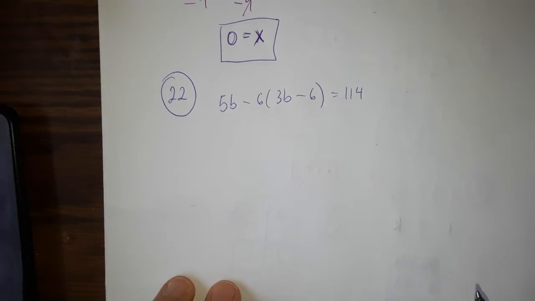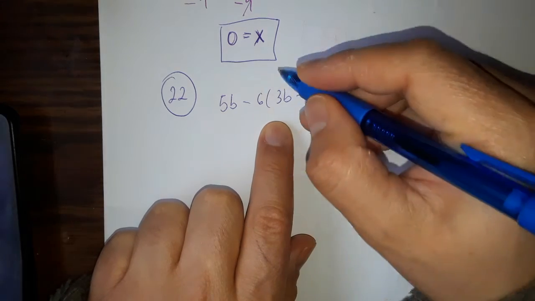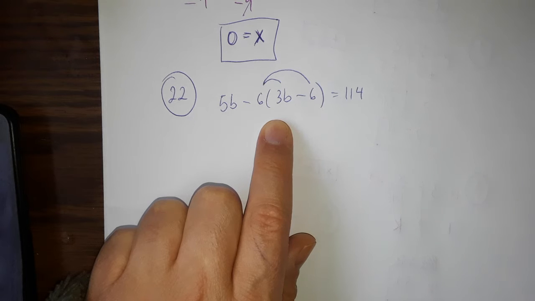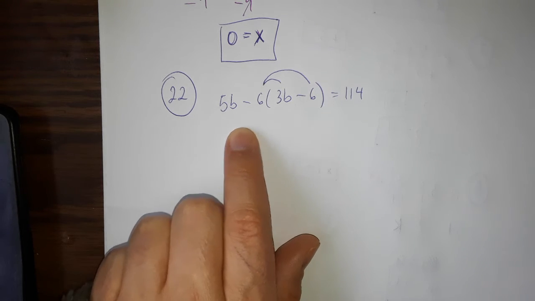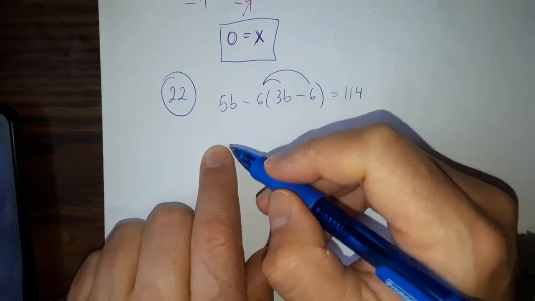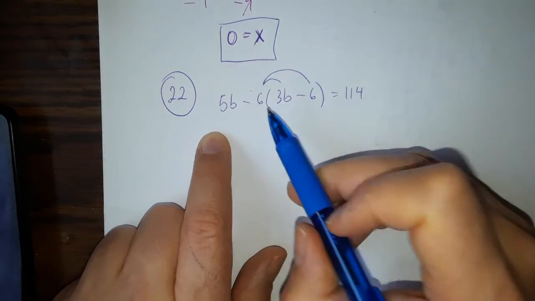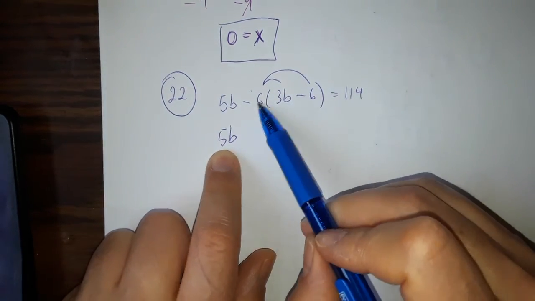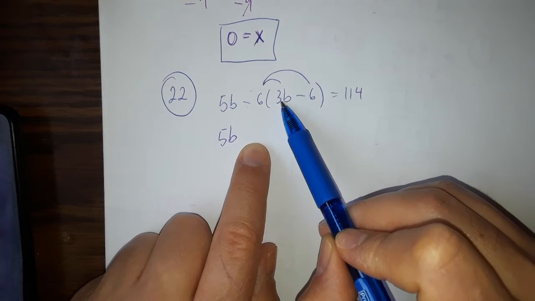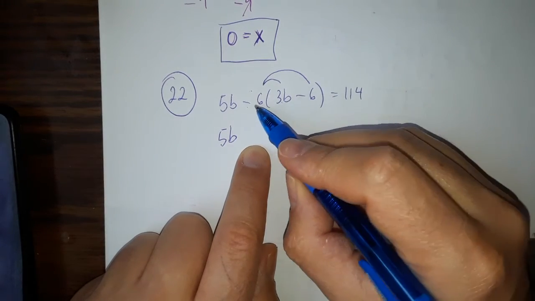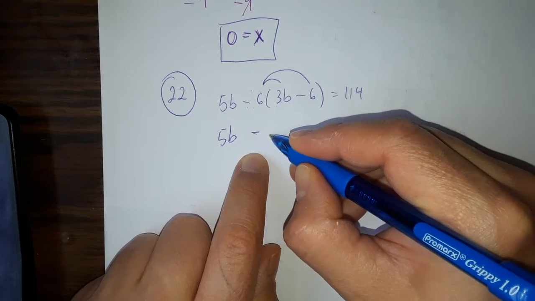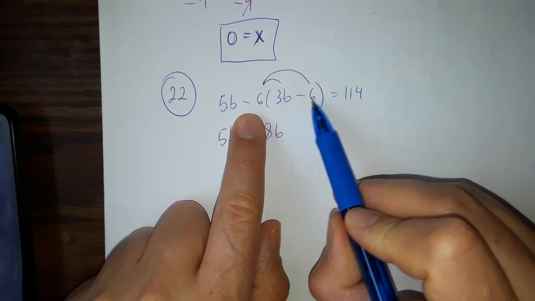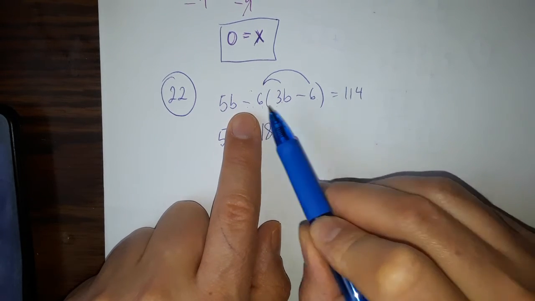First, we have to get rid of the parentheses, and to get rid of the parentheses, what we have to do is distribute, okay? So when we distribute, we are distributing a -6. Be careful with that negative. We're gonna write the 5b, and then we're gonna distribute. So -6 times 3b, a negative times a positive is a negative, so that's -18b. And then -6 times -6. A negative times a negative is a positive. 6 times 6 is 36.